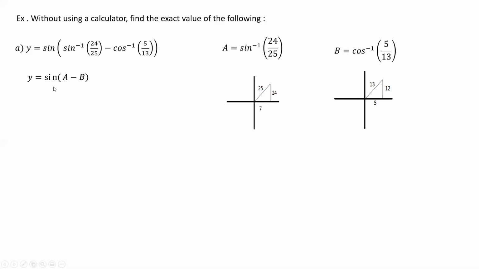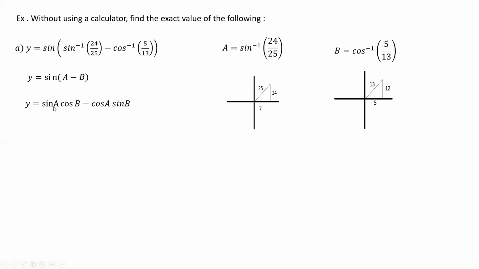Now you have seen this formula before. The sine of A minus B is sine A cos B minus cos A sine B. Why do I keep making you work with this? When you go to university, your professors are going to assume you're quite familiar with these formulas, so you need some extra practice.